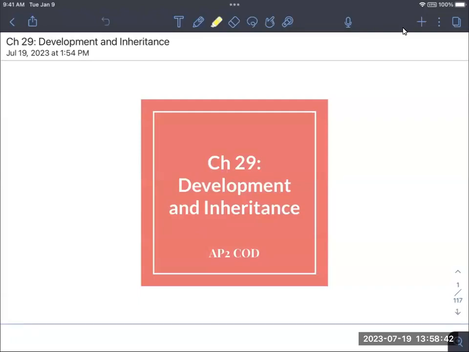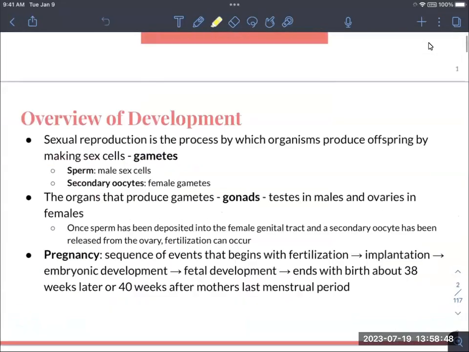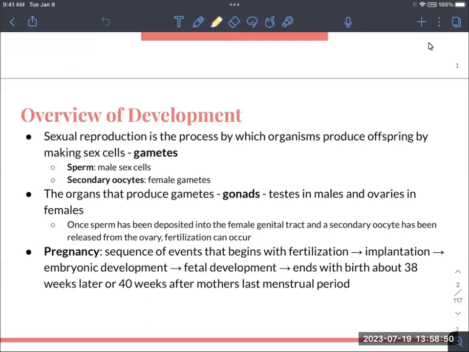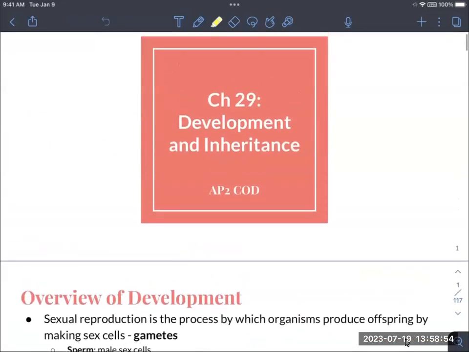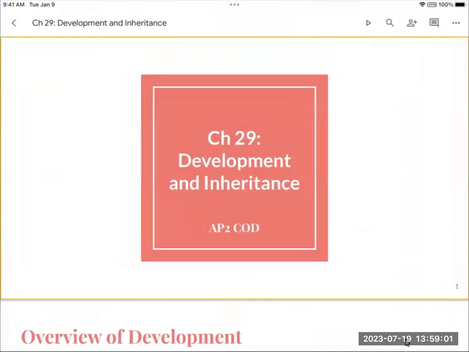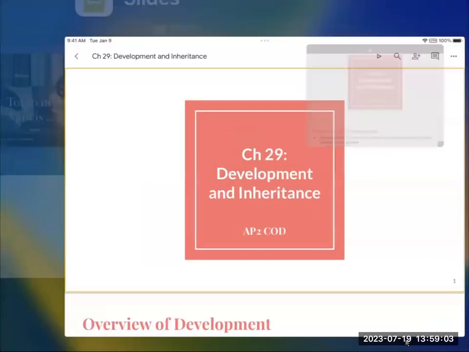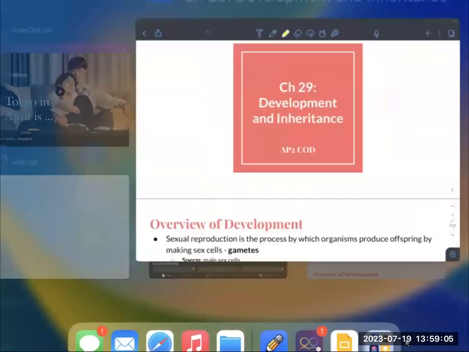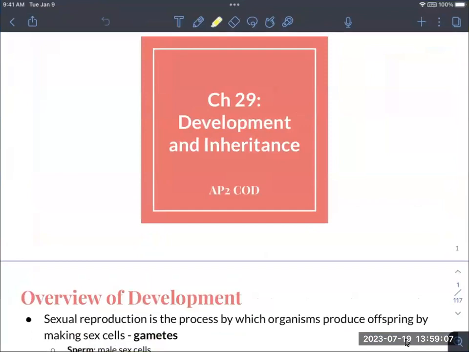Hello, welcome to Chapter 29, Development and Inheritance. We're going to look at what exactly happens right after fertilization of that secondary oocyte, what happens then. And then we're also going to look at how we inherit different traits.